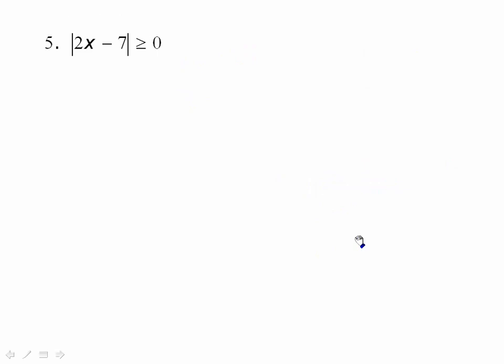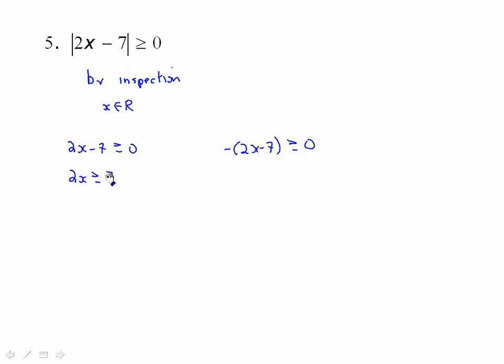The absolute value of 2x minus 7 is greater than or equal to 0. Well, this is another one where I would recommend that by inspection, it doesn't matter what we plug in. We will get a true statement. If you don't believe me, solve it the regular way. 2x minus 7 is greater than or equal to 0. Then negative (2x minus 7) is greater than or equal to 0. So 2x is greater than or equal to 7. So x is greater than or equal to 7 over 2.